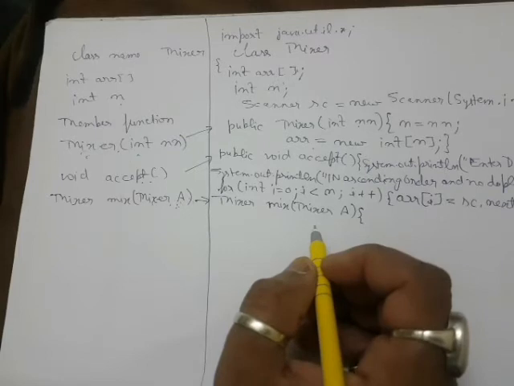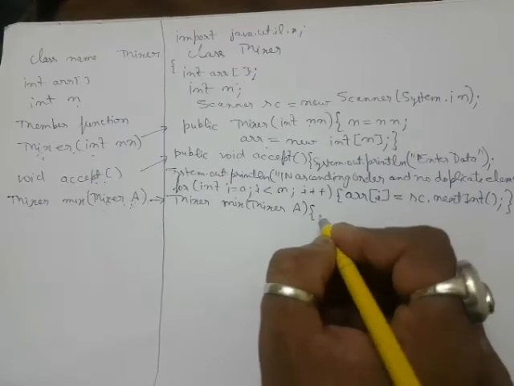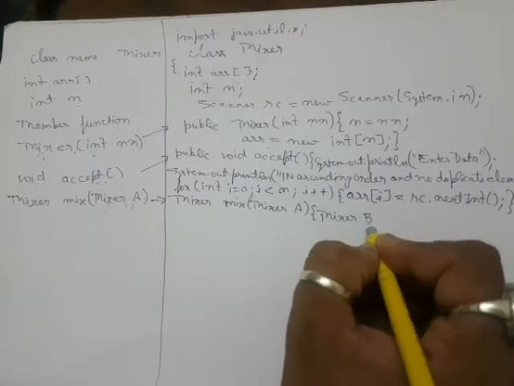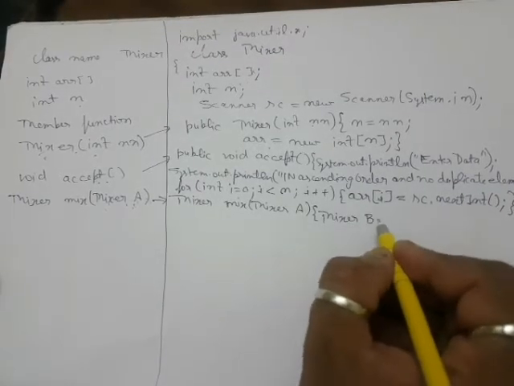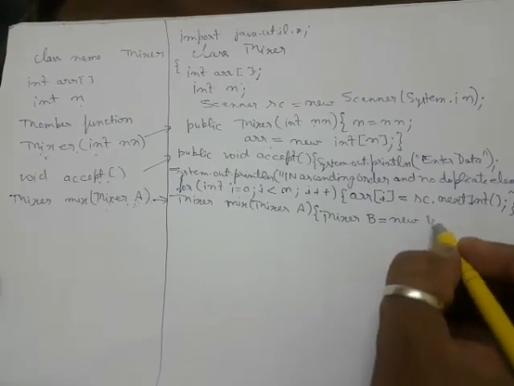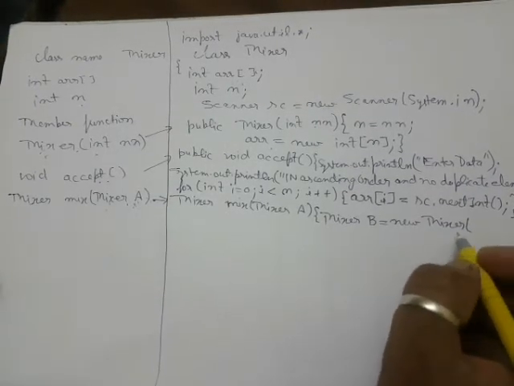So where is the third array? So I have to create an object. I have to create an object. How will that object be created? So I write here Mixer B. Suppose that's an object. Equals to new. Alright. Then constructor. Parameterized constructor is there, so we can take the advantage.